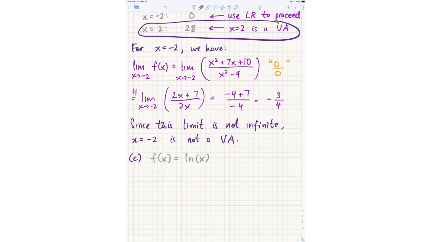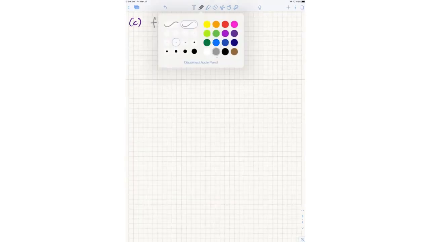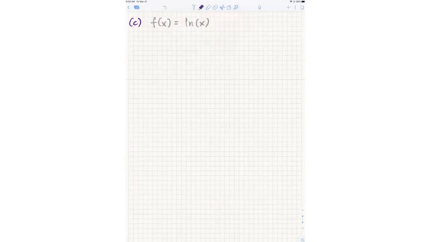Now you can't rely on the idea of denominator equals 0. There is no denominator here, right? So you kind of have to know something about ln of x. ln of x is kind of one of these special functions. So how would you go about solving this problem?